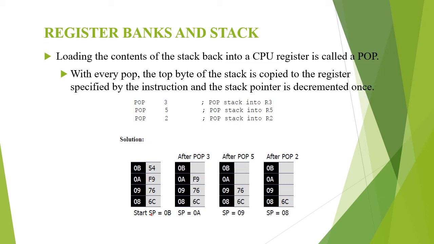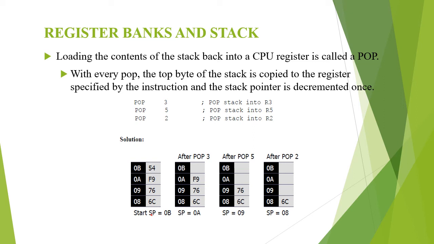So the stack pointer will now be pointing to the 0B location. So we have the values in the locations 08, 09, 0A, 0B. Now after the pop 3 instruction, the SP value will be decremented by 1. So it will be pointing to 0A. So the value in 0A, that is F3, will be popped and stored in R3.